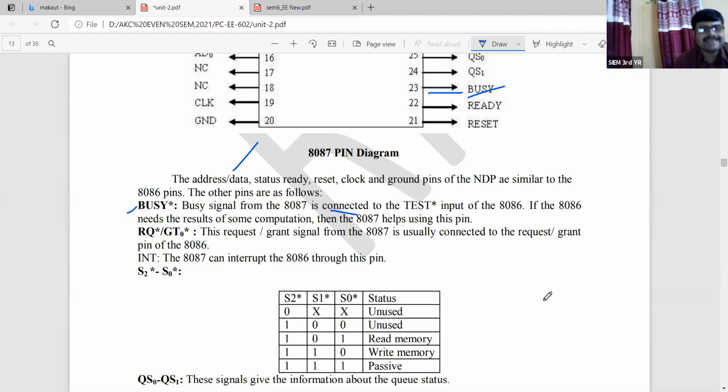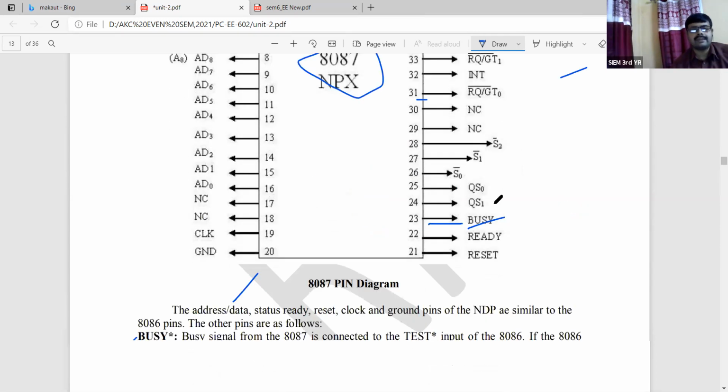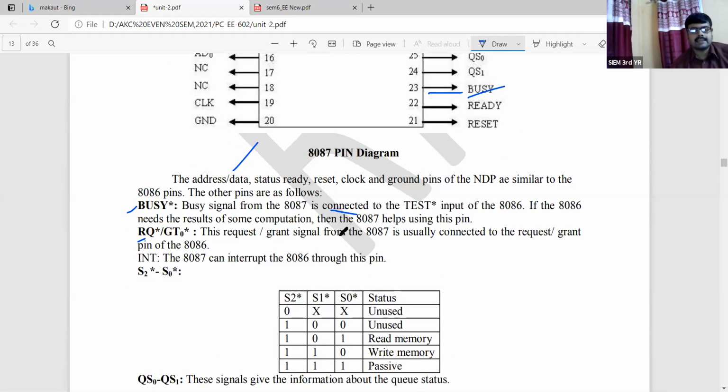Next, RQ slash GT0 bar. First, we will see what is the pin number. Pin number 31. Which pin are we finding for this RQ slash GT0 bar? That is the pin number 31, according to our pin diagram of the 8087. So RQ slash GT0 bar, that is, this request or grant signal from the 8087 is usually connected to the request or grant pin of the 8086.